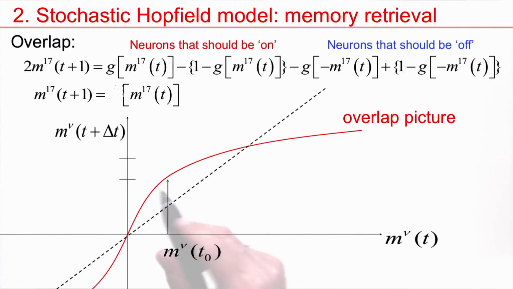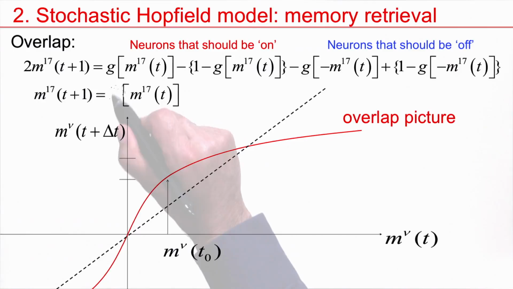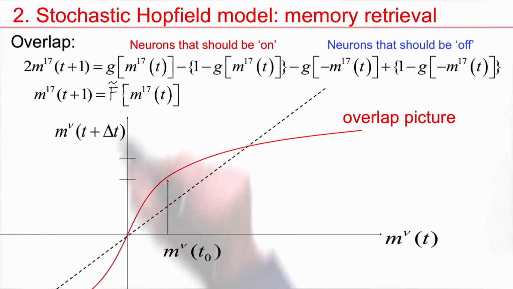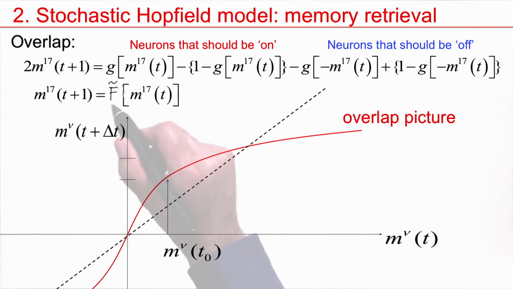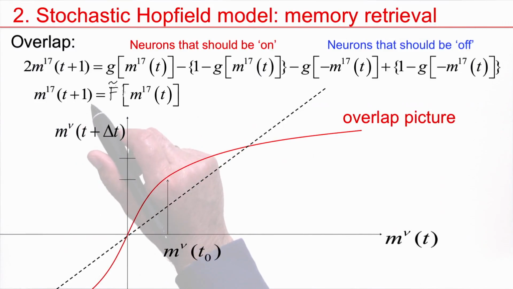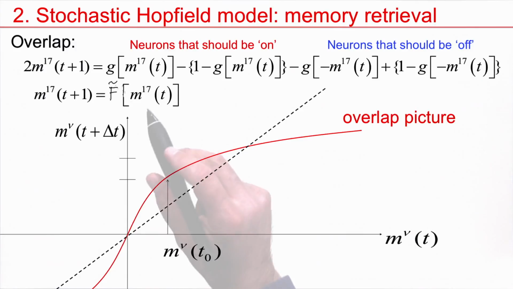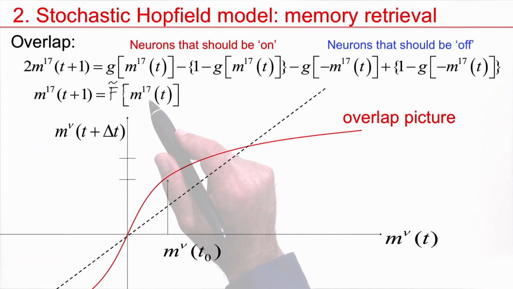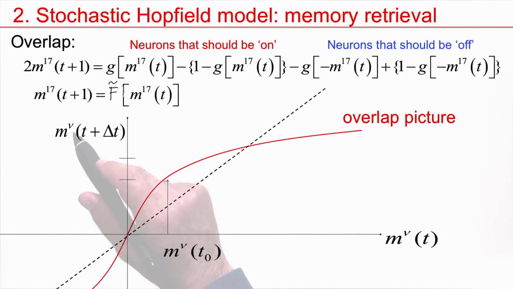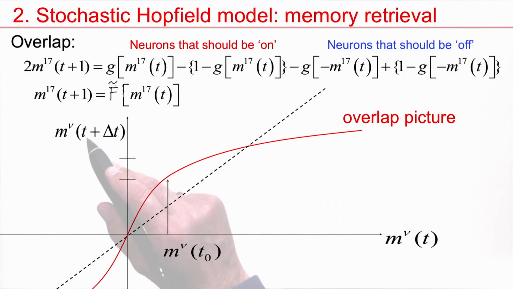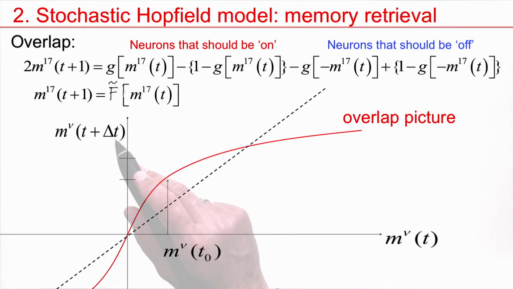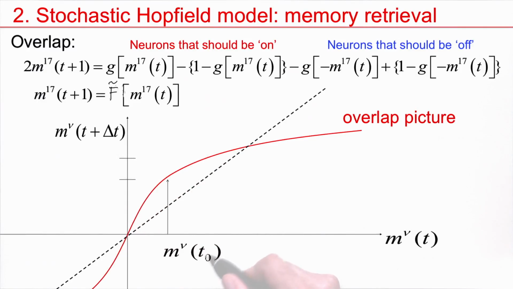So let me summarize this. The result of the calculation is that I have some function which I call f tilde. I take the overlap at time t, pass it through this f tilde, and get the overlap at time t plus 1. And of course, pattern number 17 is completely arbitrary. It could be any pattern, so let's call it pattern nu. The state of pattern nu at time t plus delta t, or t plus 1, is determined by the state in the previous time step. So we go from t to t plus delta t.